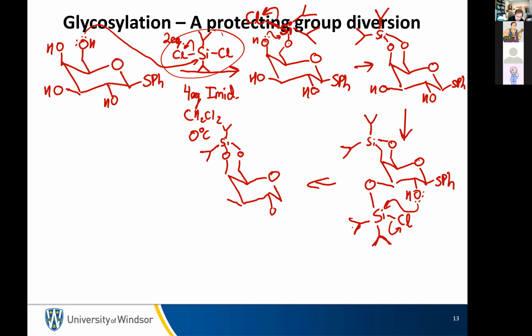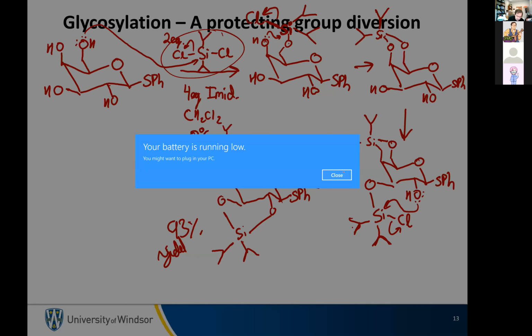And this is incredibly selective. The yield for this kind of stuff is normally in the mid-90s, which is great because you essentially did 4 different reactions, right? You had 4 different hydroxyl groups attached to silicon. There's lots of ways that theoretically could have gone, but this is about 93% yield. It's incredibly selective.